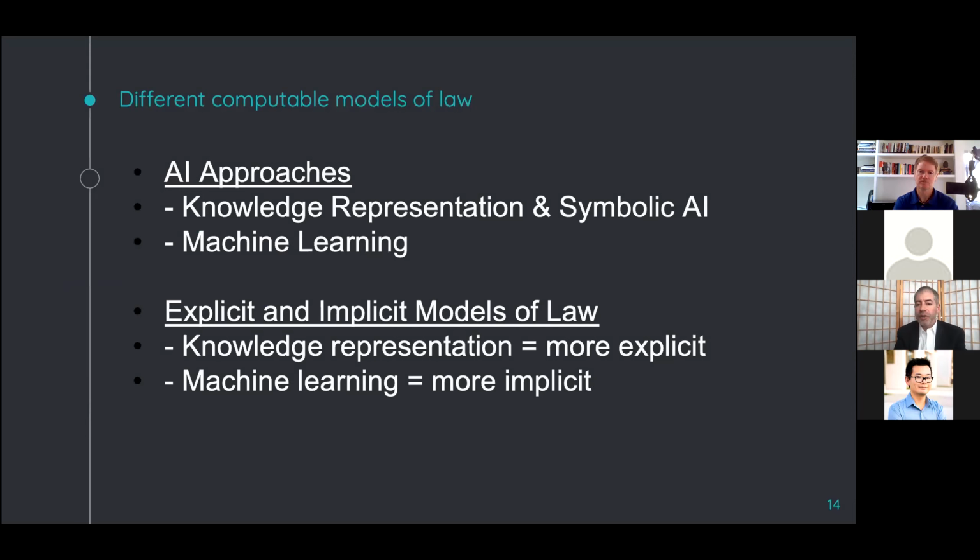some of the different approaches to computable law, and they roughly mirror the main approaches in artificial intelligence itself. So this is a bit of an oversimplification. I apologize to the computer scientists out there, but roughly, I think we can divide artificial intelligence into two major approaches, the knowledge representation and symbolic approach, right? And this approach involves a top-down modeling of whatever we're modeling in the world through logic or computer instructions. So again, TurboTax is a good example of that.